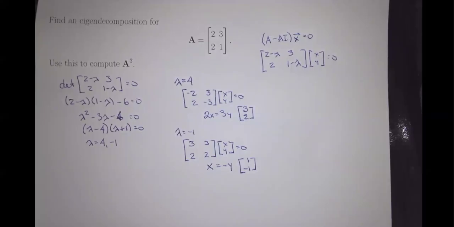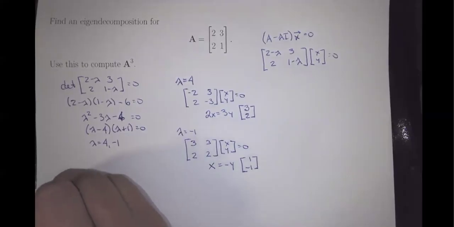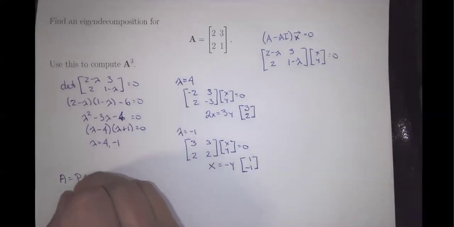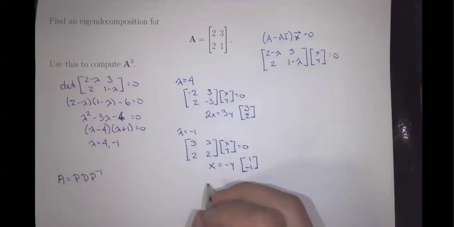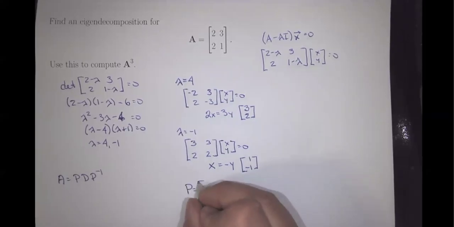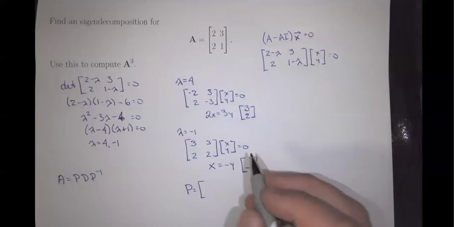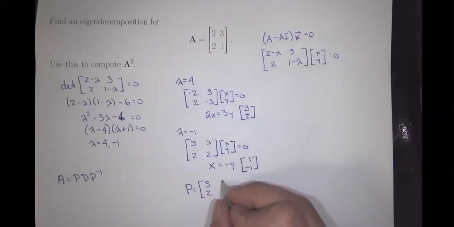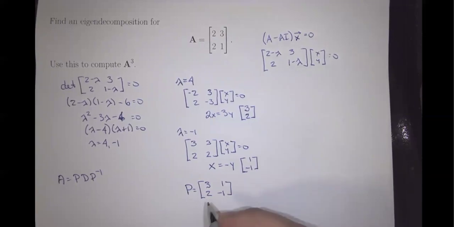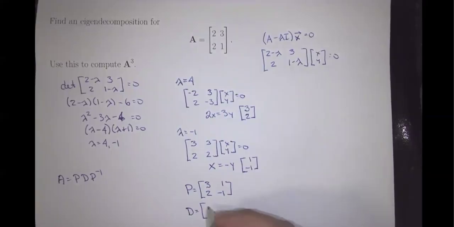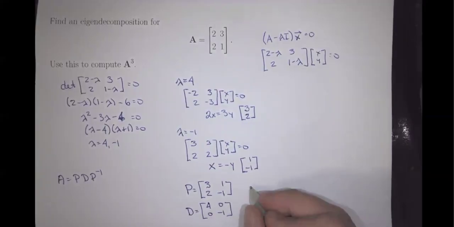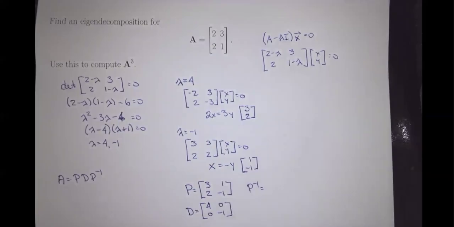So let's find our P, D, and P inverse, right? We know that we can decompose A into a product of 3 matrices, P, D, and P inverse. Okay, so in this case, P is going to be the matrix with our eigenvectors as columns. So 3, 2, 1, negative 1. D is the diagonal matrix with the eigenvalues on the main diagonal. And P inverse is the inverse of P.